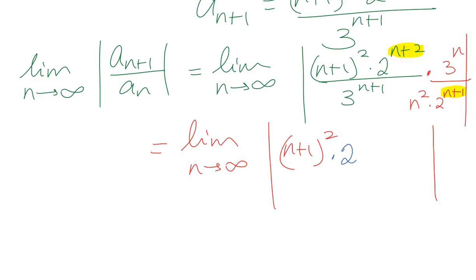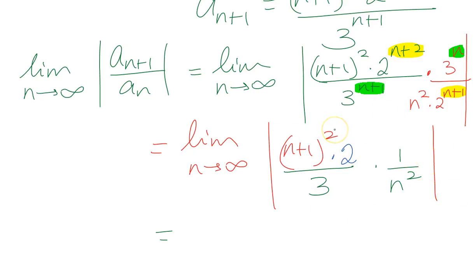Now look, this is 3 to the power n. This is 3 to the power n plus 1. We have an extra 3 in the denominator. What else do we have? Remember, guys, we also have the n squared. Now n plus 1 squared times 2 times 1 over 3 times n squared. They are all multiplied, right?